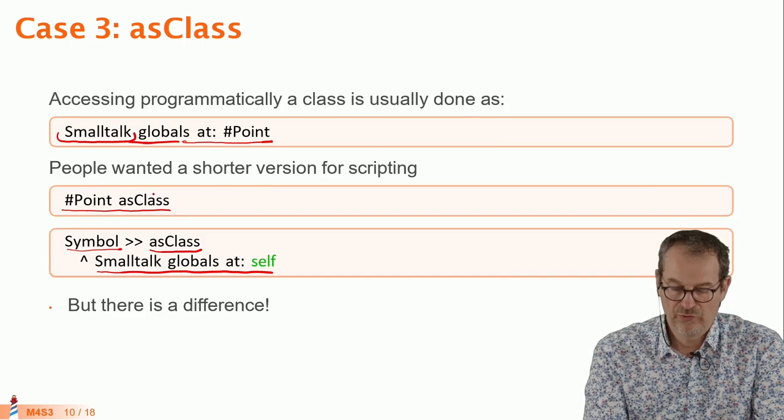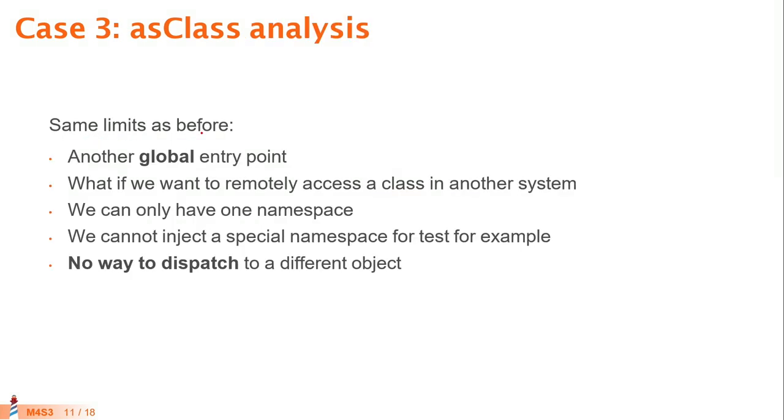And of course, this is shorter, but this is not good. So there is a difference between the two. I hope that now you see it, but let's look at the difference. So I have the same limit as before. Global is an entry point.